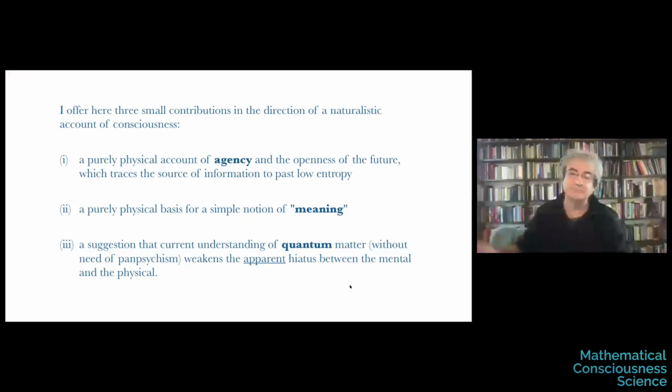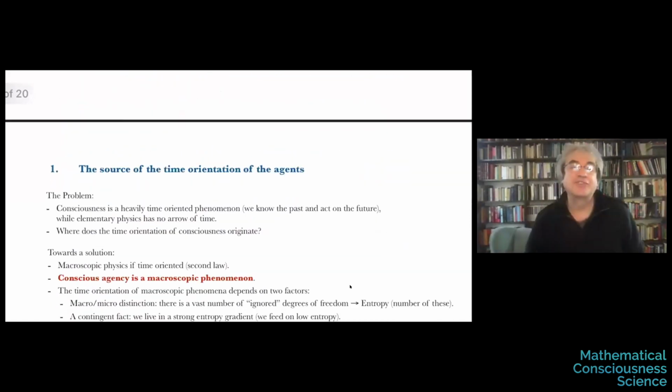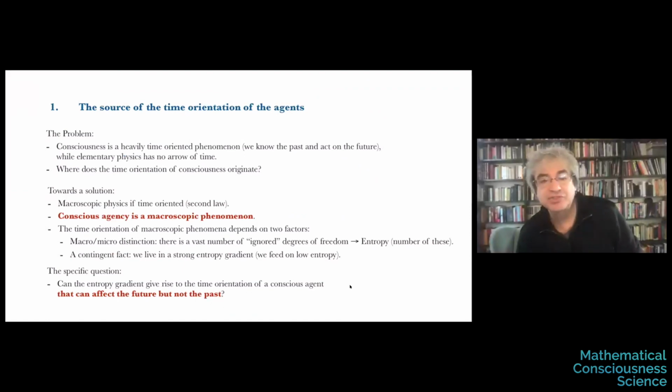All right, so this is just the initial introduction. Let me go to business and start from the first point, which is agency. So point number one: the source of time orientation of the agent. And what is the problem?